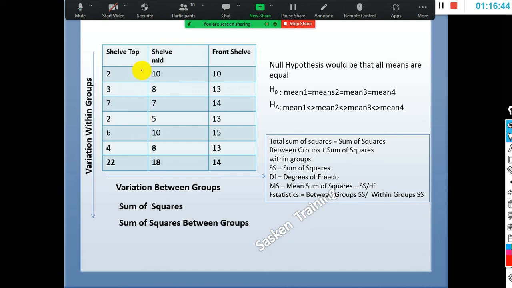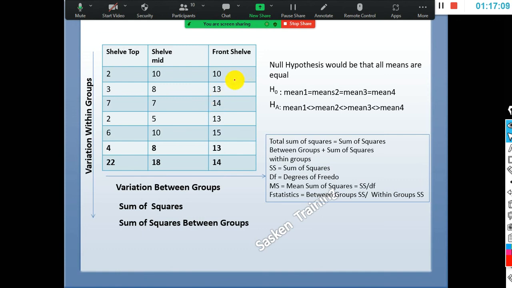Okay, so I gave them this instruction very clearly: at any cost you need to keep all the cookies or biscuits in the top shelf in Chennai, in the middle shelf in Bangalore, and in Hyderabad, Aruna, I strictly instructed, keep all the cookies in the front shelf.